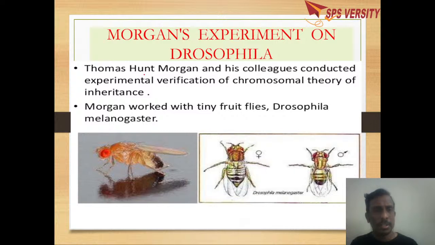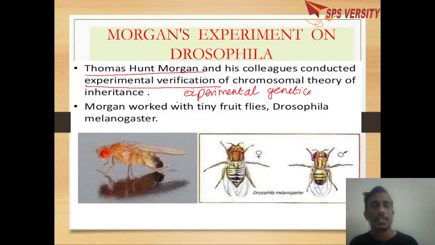And the chromosomal theory of inheritance was experimentally verified by Thomas Hunt Morgan. He is called the father of experimental genetics. The father of genetics, or classical genetics, is Gregor John Mendel, whereas Thomas Hunt Morgan is called the father of experimental genetics, where he did the experimental verification of the chromosomal theory of inheritance. For his experiment, the tool he took was the fruit fly, Drosophila melanogaster.